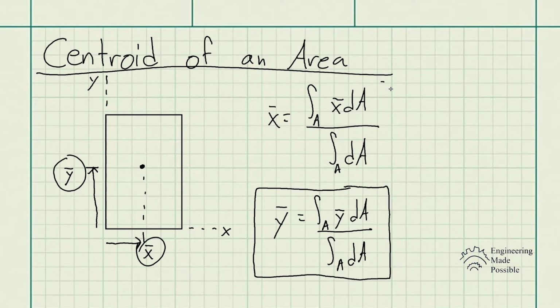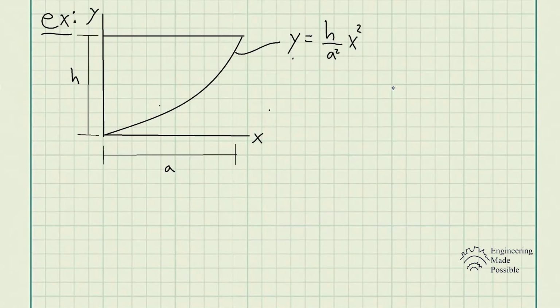So let's go ahead and do an example so the concept could be easier to understand. For this example, the problem statement is: locate the centroid x bar of the parabolic area. So we have this parabolic area within this region, and we have the equation y is equal to h divided by a squared times x squared, and we have the dimension a for the x-axis and the dimension h for the y-axis. Now let's go back to the equation of the centroid with respect to the x-axis.